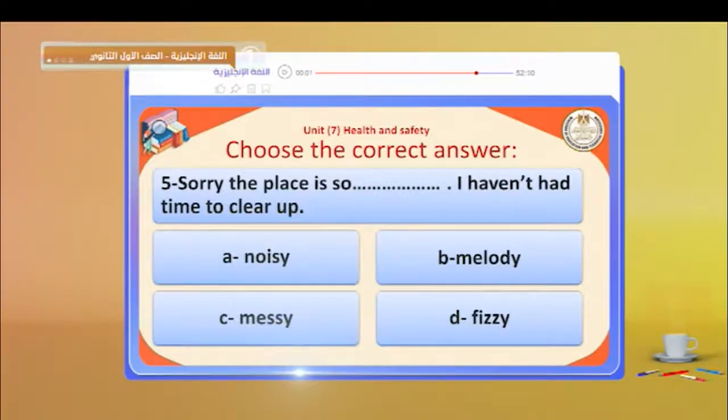So the place is not tidy. So it's messy. When we discussed the antonyms, we said that messy is the opposite of tidy. So when I say, I'm sorry, the place is messy, it means it's not tidy. So I didn't have time to clean or to clear up. What does messy mean? Again, messy means untidy. Sorry, the place is so messy means the place is so untidy.